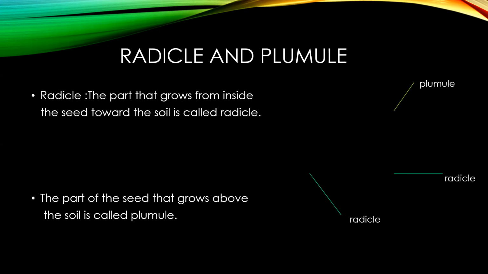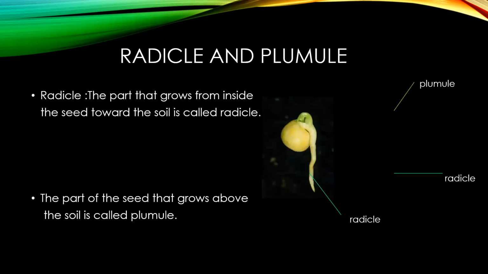Now when we place some soaked moth beans or gram seeds in a flask between the paper and glass wall, we observe some changes taking place in the seeds in a span of 2 to 3 days. What do we observe? We observe a structure like this. The seed starts germinating. We see a small outgrowth growing towards the downward side. So this part which grows from inside the seed towards the soil is called the radicle.